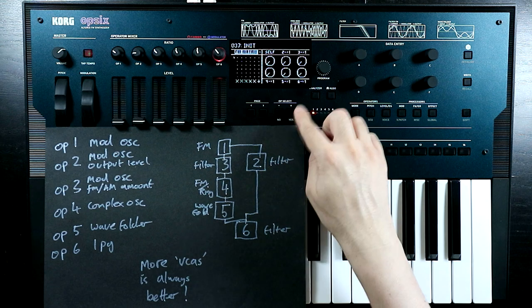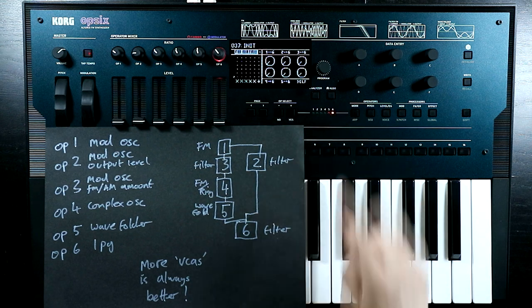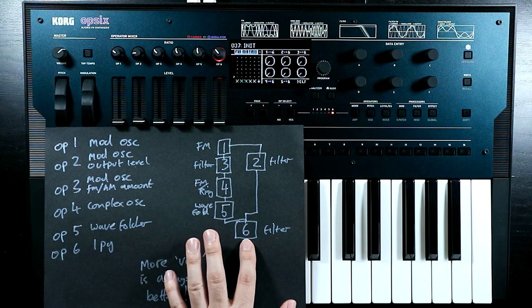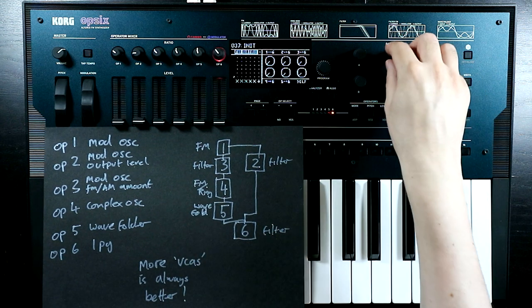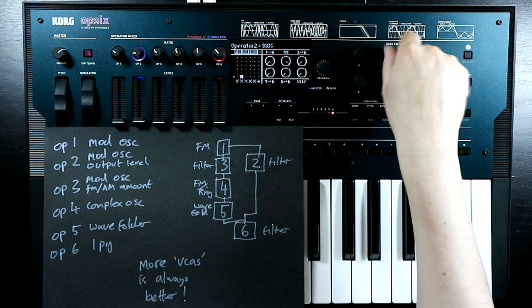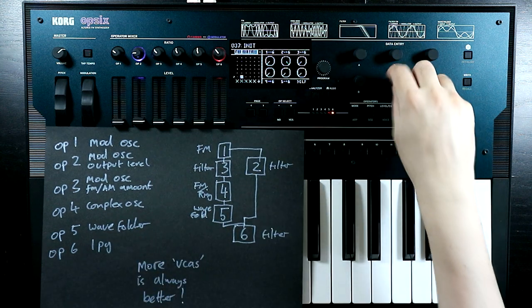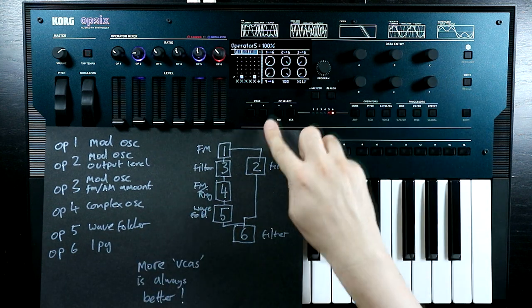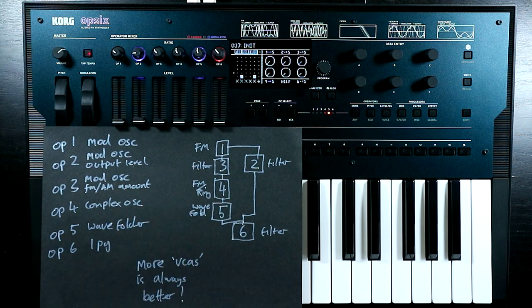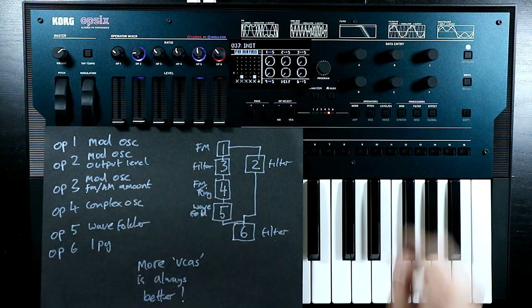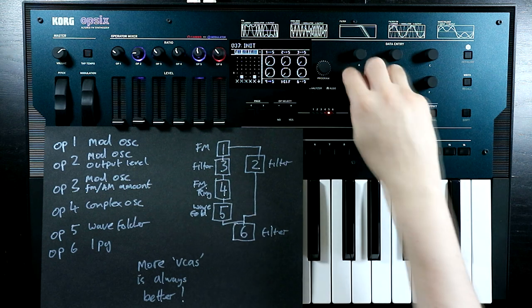It's probably easiest to work backwards. So let's go to operator 6 first. What is feeding into operator 6? Well, operator 2 is, so we can turn up 2 to 6, and so is operator 5, so we'll turn up 5 to 6, there we go. Go back to operator 5, the only thing that's going into operator 5 is operator 4, so we can turn up 4 to 5.